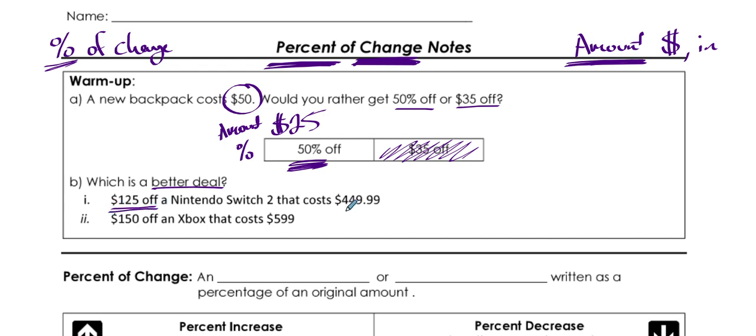$125 off a Nintendo Switch 2 that cost $449.99, or $150 off an Xbox that cost $599. So immediately, it might seem like that's the better deal because you save more money. 150 is more than 125. We're actually going to see that maybe that's not so true because we're comparing it to the starting amount. A percent of change is always thinking about how much something changes compared to the original price, or original amount that it is.